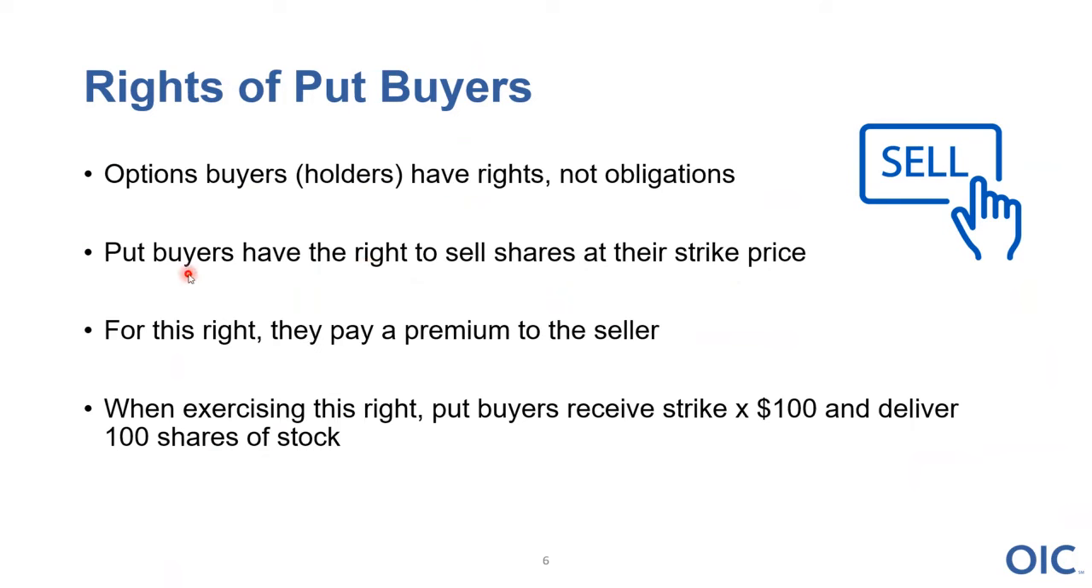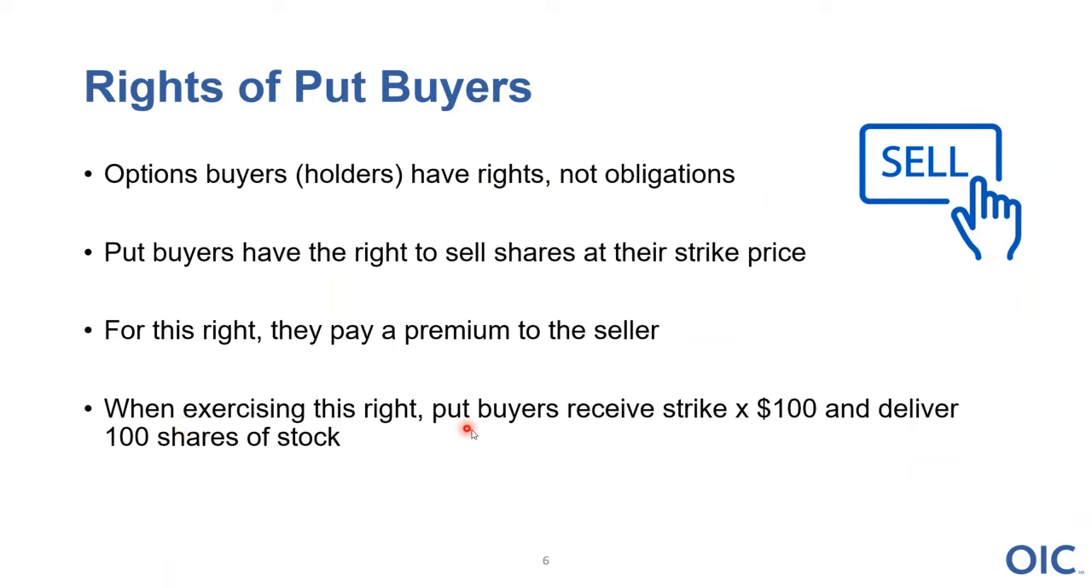In the case of puts, the put buyer has the right to sell shares at the strike price of the option. That's what they have paid for. And that's what the premium that goes to the seller is for, the benefit of this right to sell shares at the strike price. Now, by itself, buying a put outright is considered a bearish strategy, and the investor likely has no interest in exercising this option.